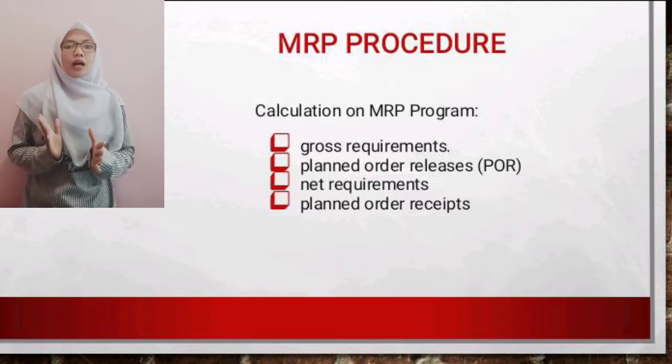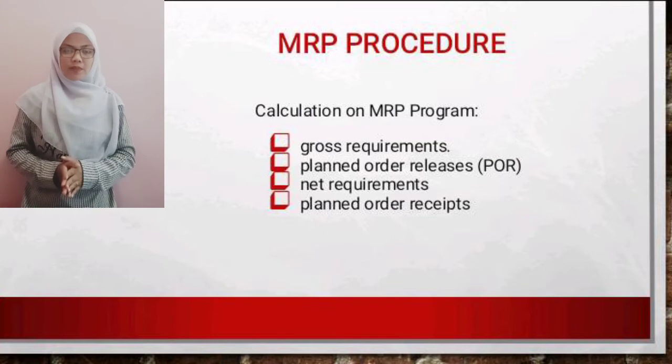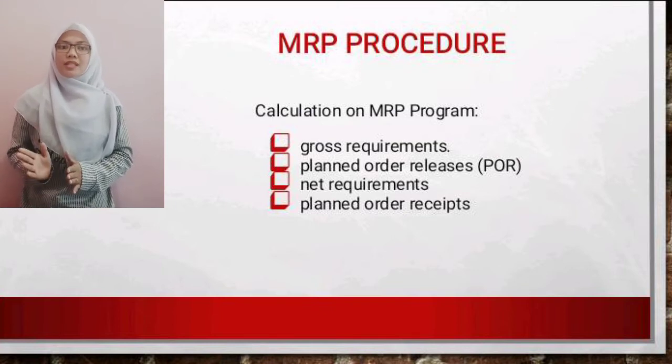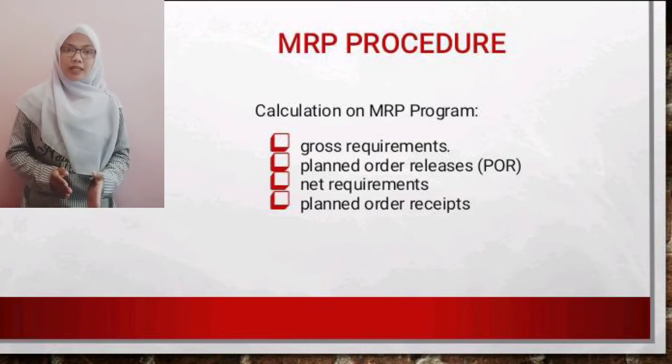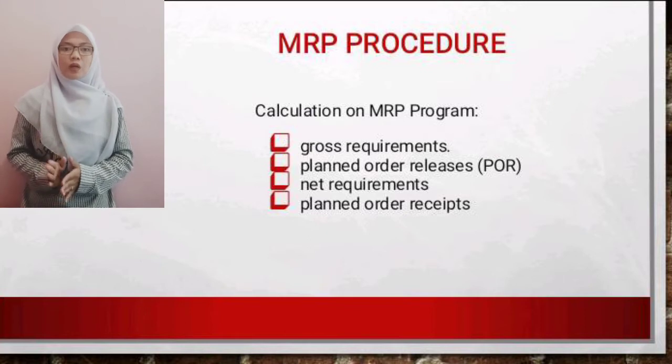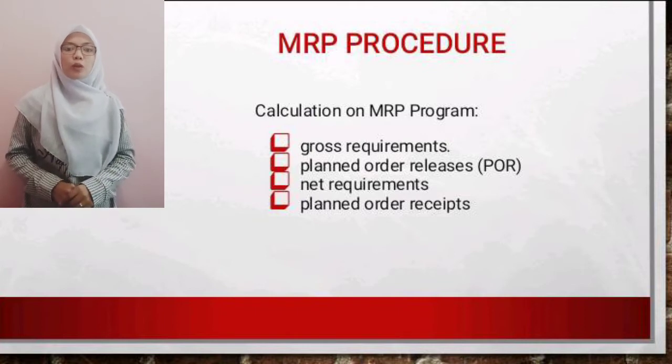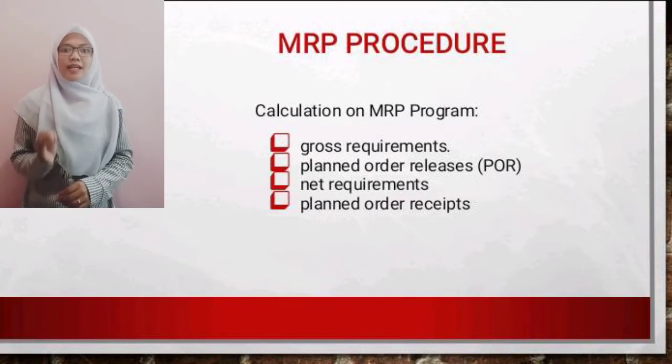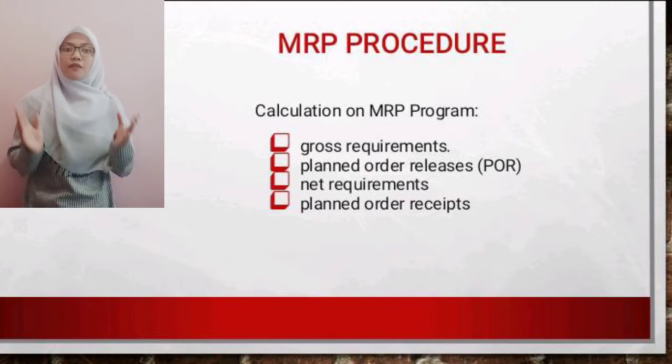And here are calculations on the MRP program. The gross requirements of components are determined by calculating the planned order release or POR of the parents via single level BOM explosion. The net requirements are calculated by subtracting the on-hand inventory and scheduled receipts or on order in each item in each time bucket. Planned order receipts appear in every period.